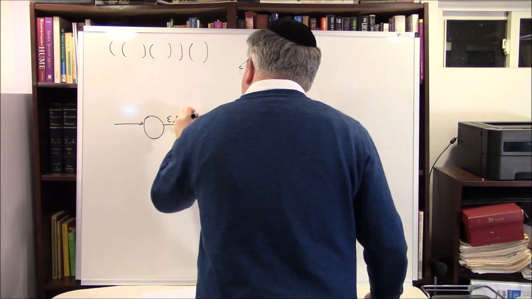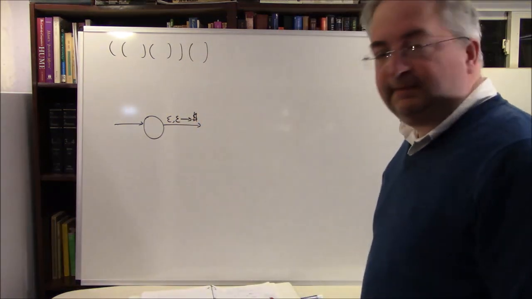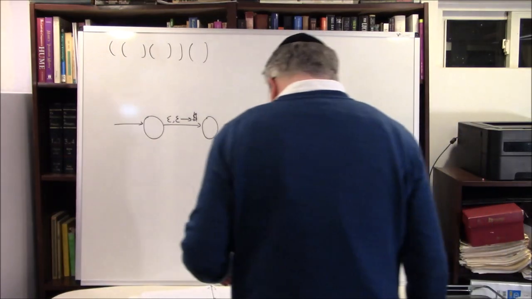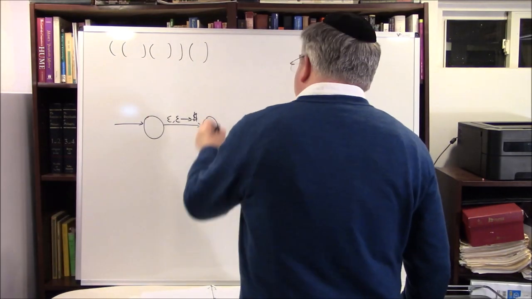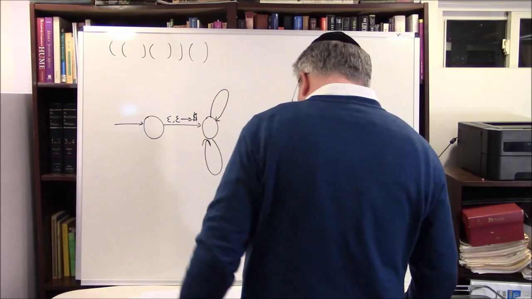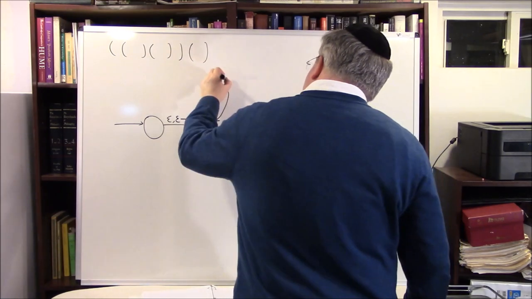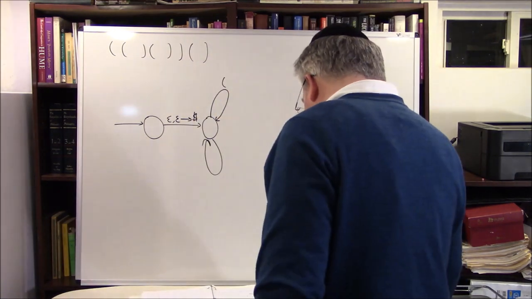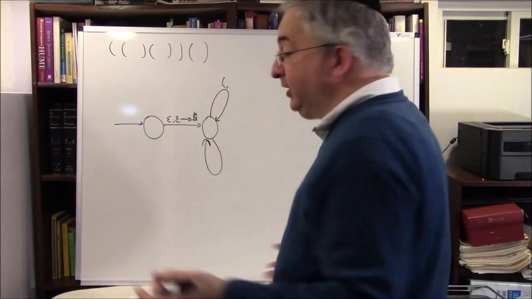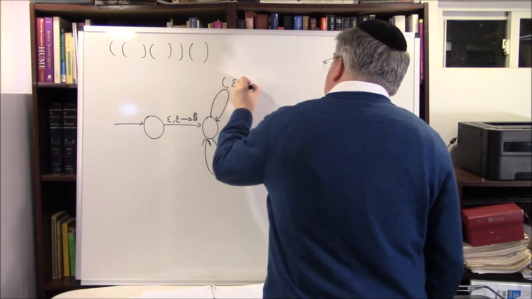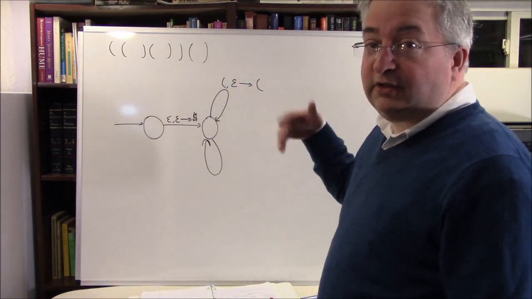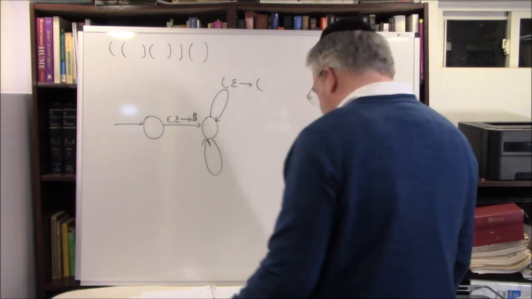Epsilon, dollar sign. First put your dollar sign on the bottom of your stack. Okay, next. You do two things here. One, you could see an open parenthesis. When you see an open parenthesis, you don't pop anything. Don't look at your stack. Just push on a thing. Push on an open parenthesis. You can push on an X. Doesn't matter what you push on, but you might as well push on that.